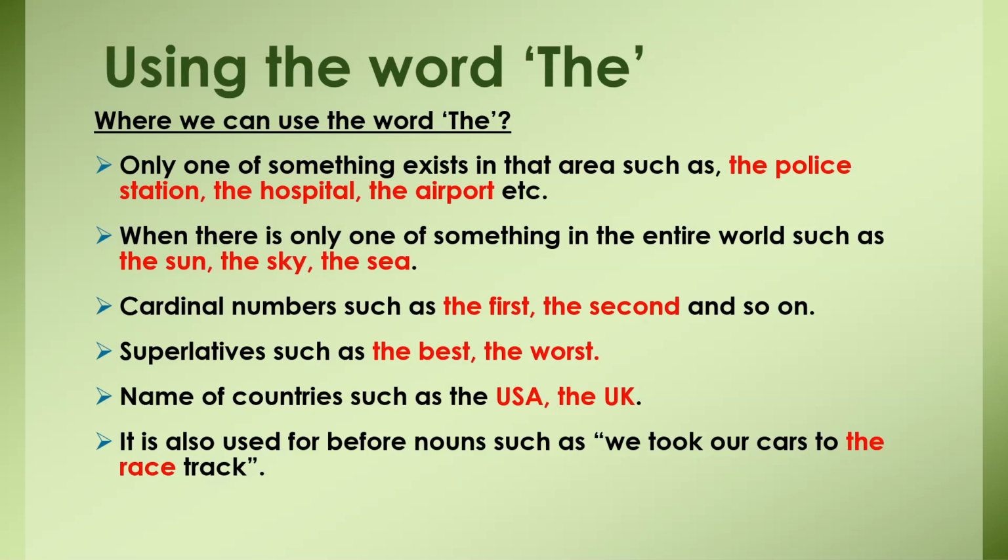The can also be used with cardinal numbers. Now, what are the cardinal numbers? Such as the first, the second, the third, the fourth, and so on. We can use it with superlatives. Superlative represent the highest degree, or we can say it is the adjective plus adverb. Some examples of superlative are the best, the worst, the tallest, the shortest, the prettiest, and many more. It can be used with the names of countries where name refers to a group of states or islands like the USA, the UK, and the Middle East.